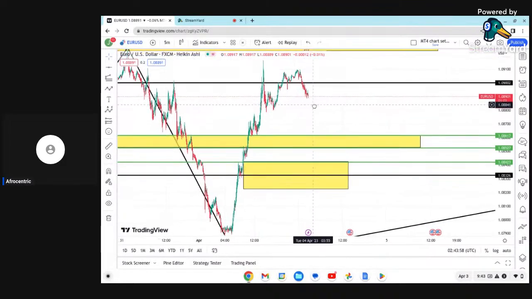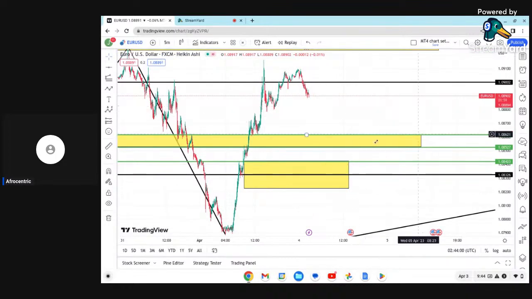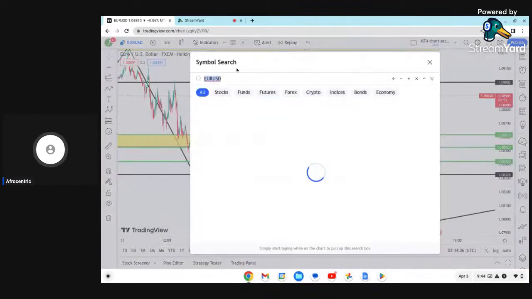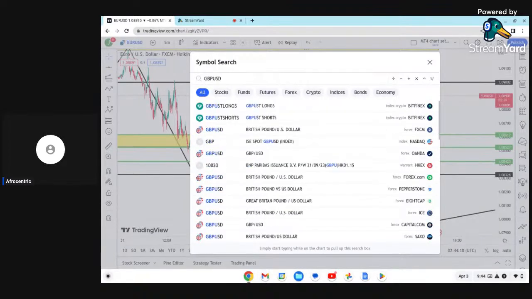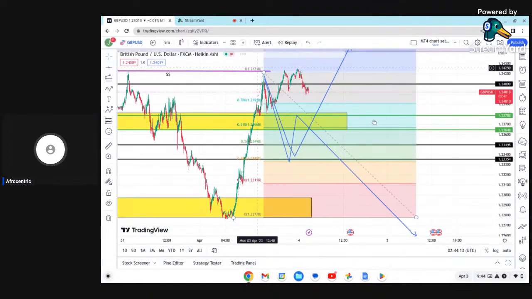Alright, so guys, those are the targets for EURUSD and GBPUSD.